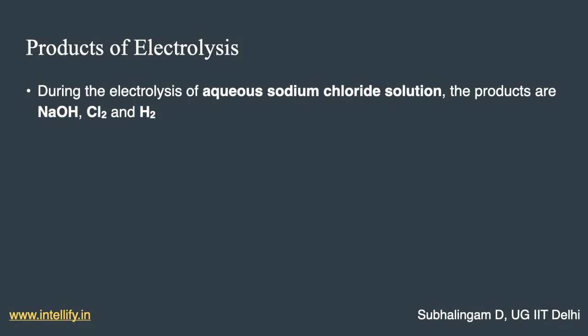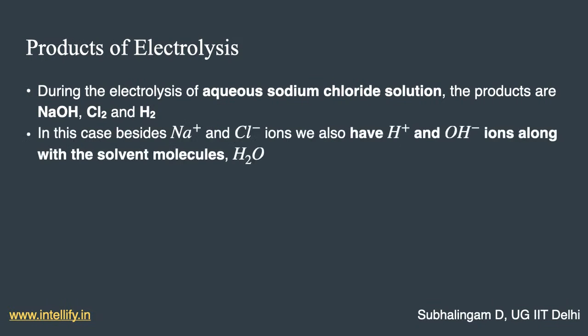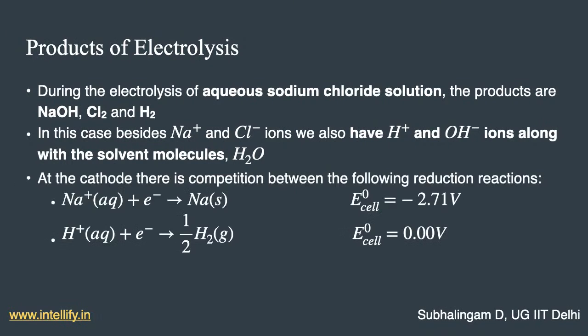During electrolysis of aqueous sodium chloride solution, the products are NaOH, Cl2 and H2. In this case, besides Na+ and Cl- ions, we also have H+ and OH- ions along with solvent molecules H2O. So where are these H+ and OH- coming from? Water. So when we use aqueous sodium chloride, we have these extra 2 ions apart from Na+ and Cl-.